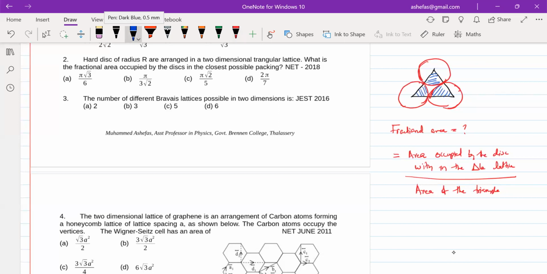So if it is an equilateral triangle, then the angle is 60. So that means 1 by 6 of a single disk is inside the triangle. Then we have 3 such disks. Therefore the area occupied by the disk within the triangle would be 3 times 1 by 6 times the area of the circle, divided by the area of the triangle.